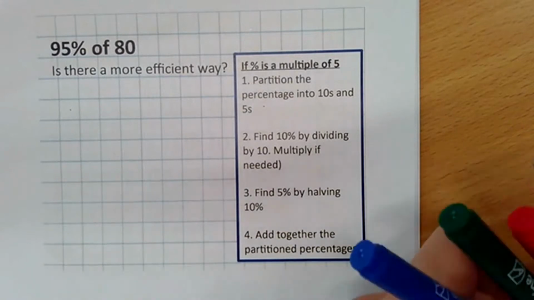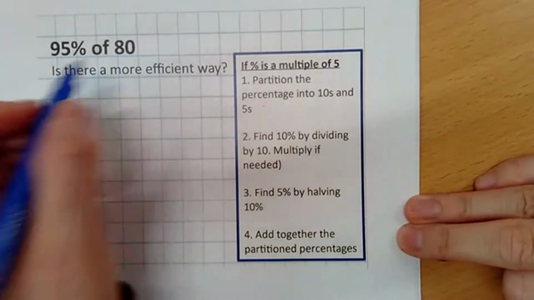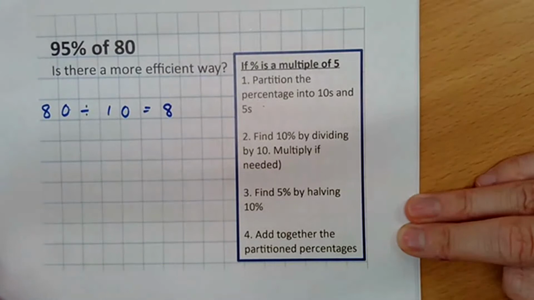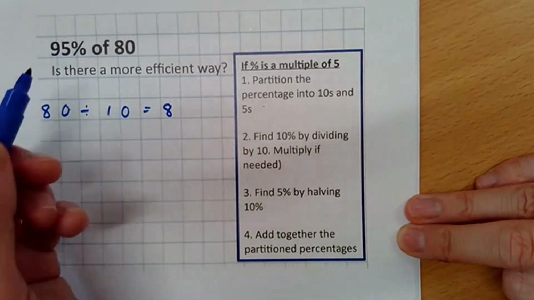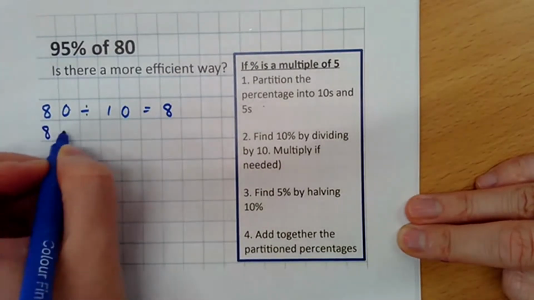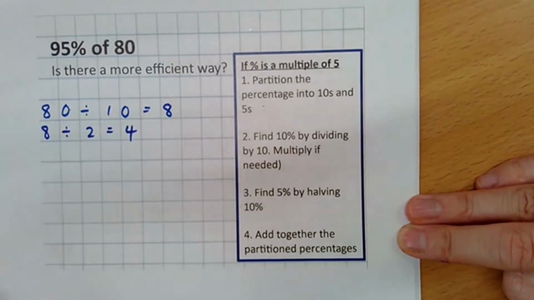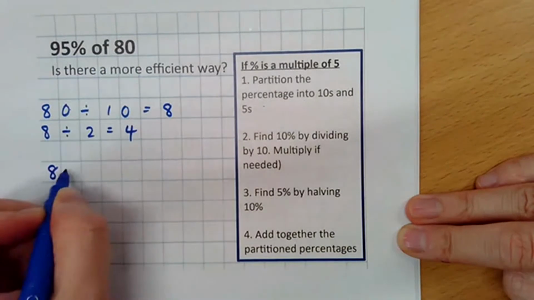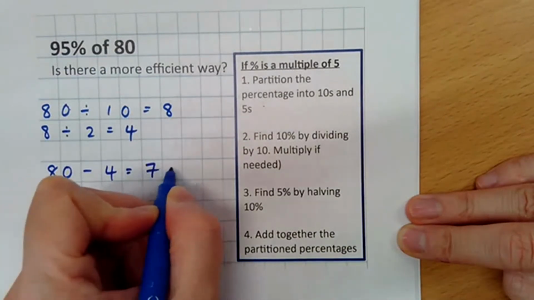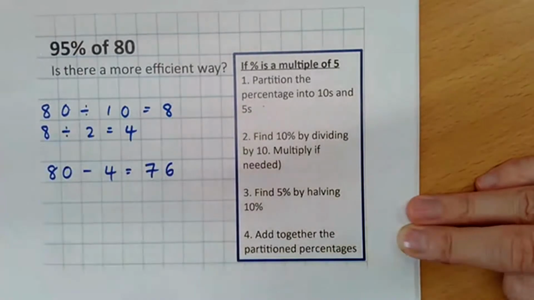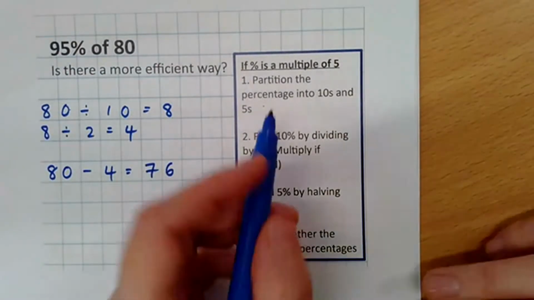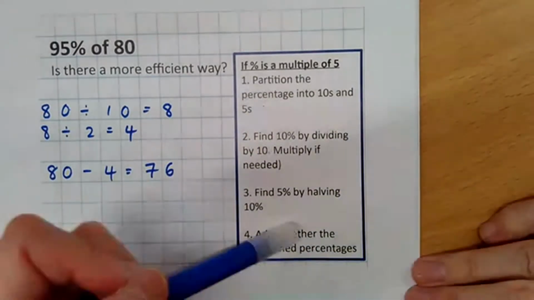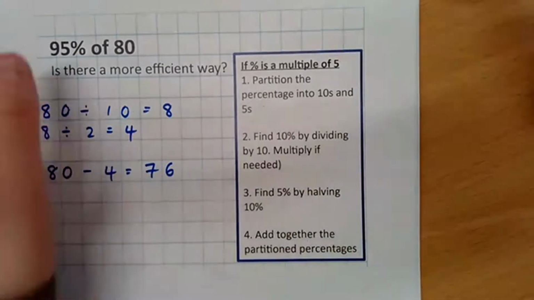Now, one way that I could calculate that is by finding 10% of 80, and I know that 80 divided by 10 equals 8. That was really simple because I know my 10 times tables, and I know that 5% is half of that, so 8 divided by 2 equals 4. Now I just need to subtract 4 from 80, so 80 take away 4 equals 76. So 95% of 80 equals 76. Now, it's much quicker calculating it this way than using the steps to success. You can use these steps to success if you would like.